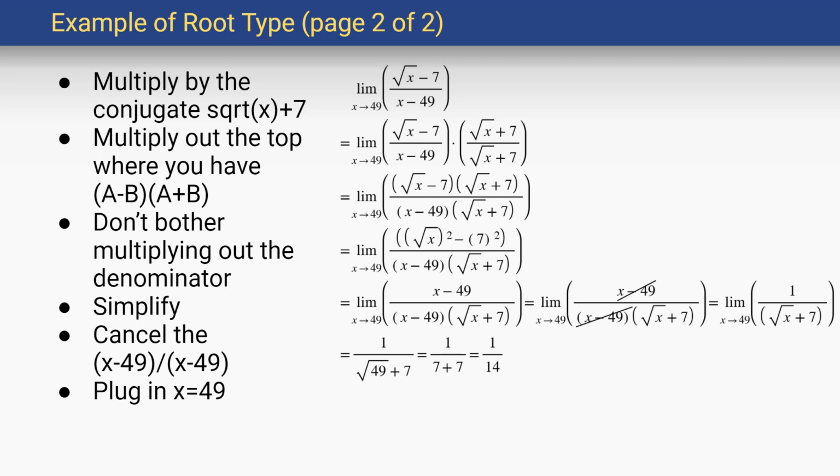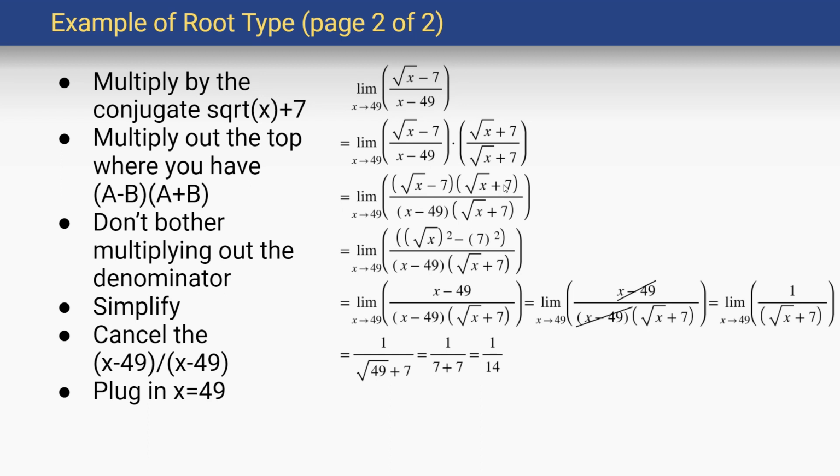Now, at that point, you need to just start working things out. In the numerator here, you actually need to do that square root x minus 7 times square root x plus 7 conjugate thing, where you work out what that will be.